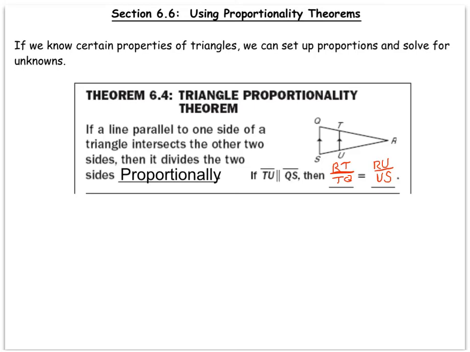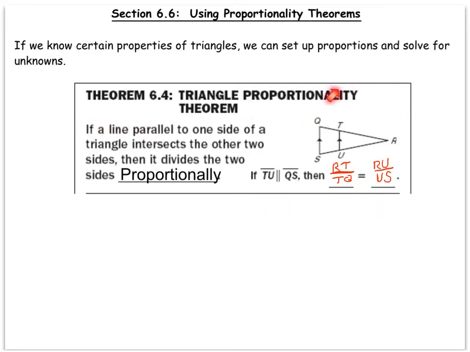This last section of the chapter is going to deal with what we are going to do if we're given certain properties of triangles and we're asked to set up proportions to solve for various unknowns. And what I'm going to do here is display 4 different theorems to you. And just a heads up, I really don't care that you know what this theorem is called, but I'd rather care that you know how to use it.